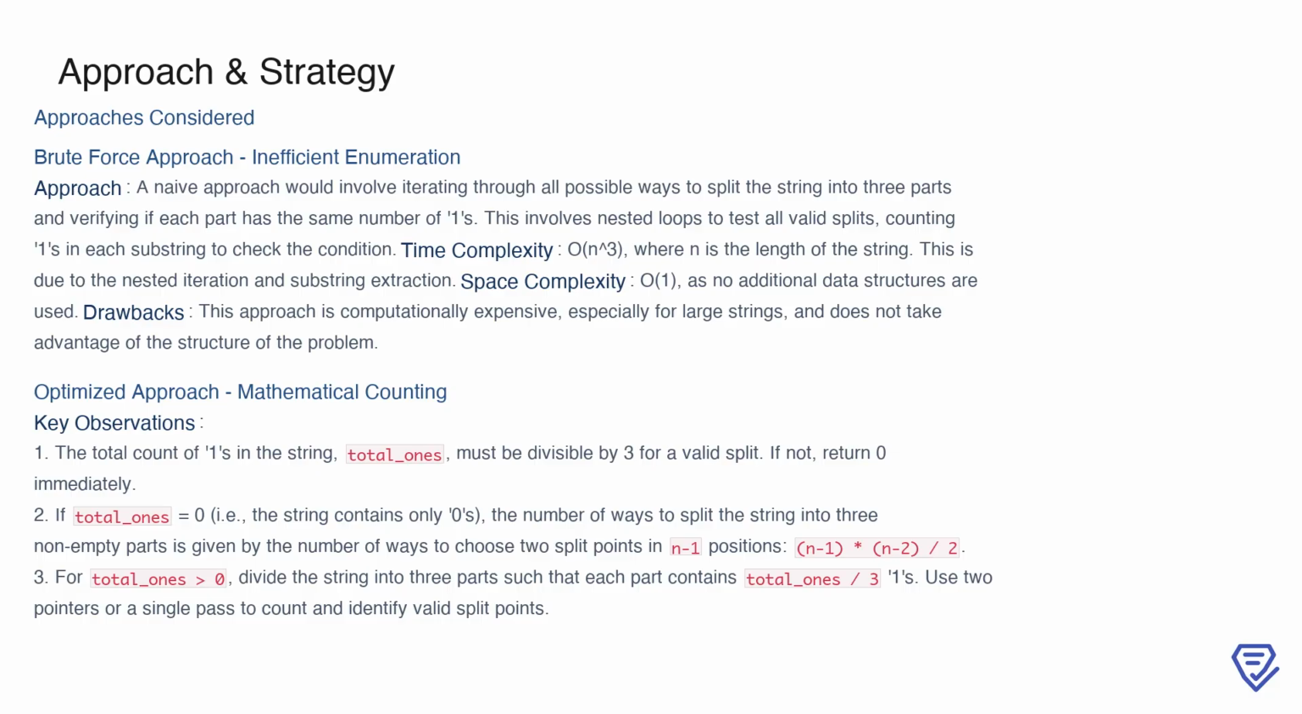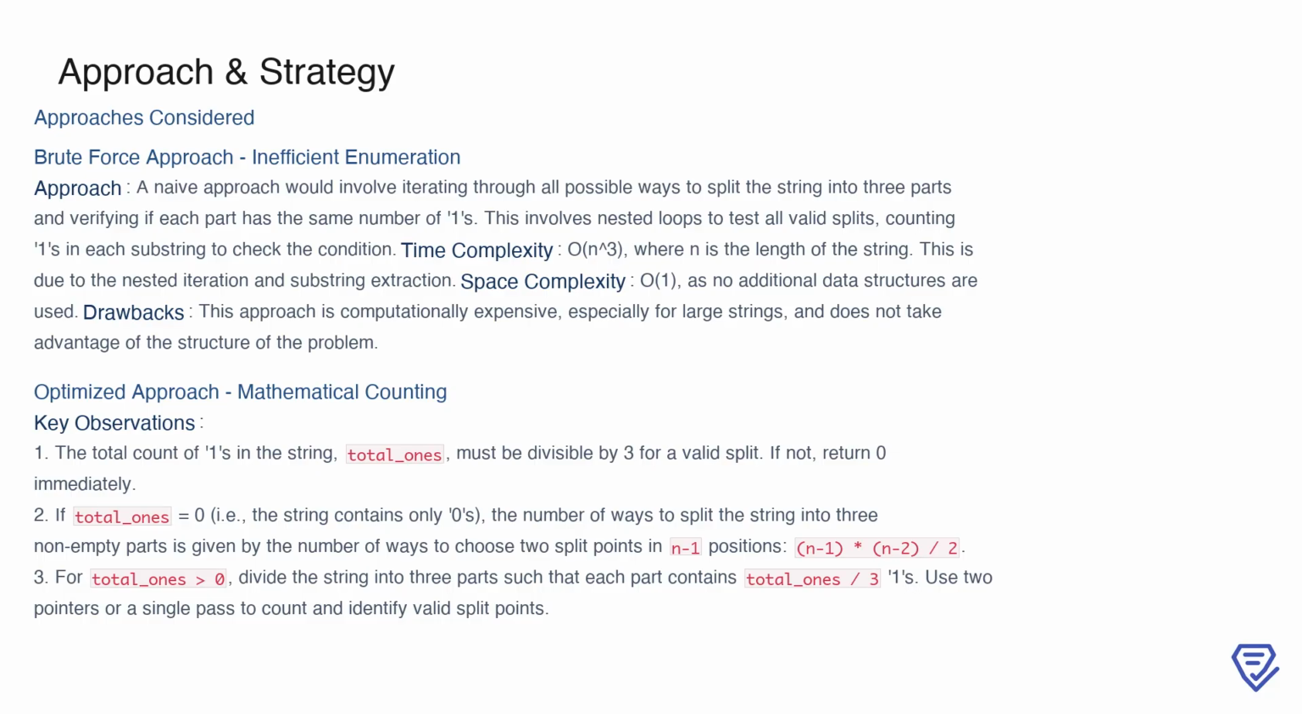When approaching this problem, we can consider 2 main strategies. The first is a brute force approach, which involves enumerating all possible ways to split the string into 3 parts and checking if each part contains the same number of ones. This would require nested loops to test all valid splits, and for every split, we would count the ones in each segment to verify the condition. While straightforward, this approach is extremely inefficient, with a time complexity of O(n^3), due to repeated substring operations and nested iteration. Additionally, it doesn't leverage any structural insights about the problem, making it impractical for larger strings.